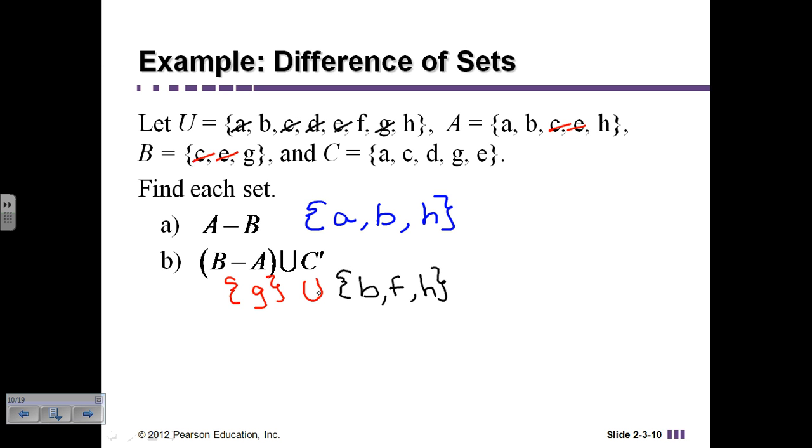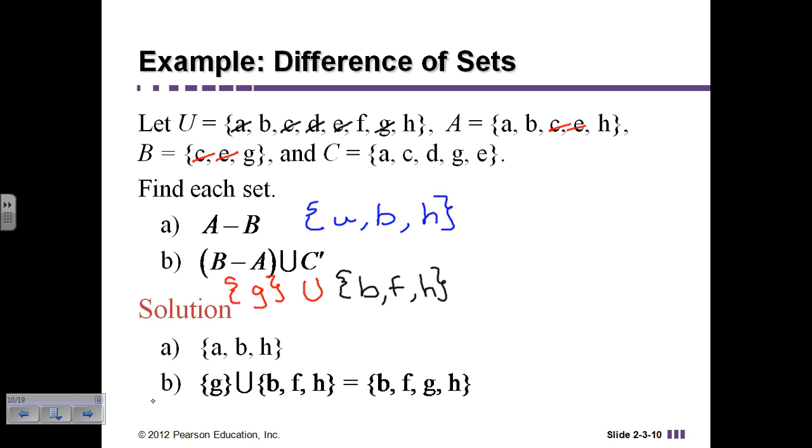So if I join these two sets together, I should have the set G, B, F, and H. And that's what our answer is. You'll notice that the answer is written in a different order. It doesn't matter what order they're in, they are still equivalent.